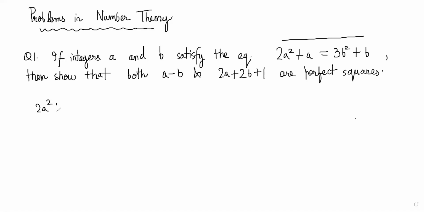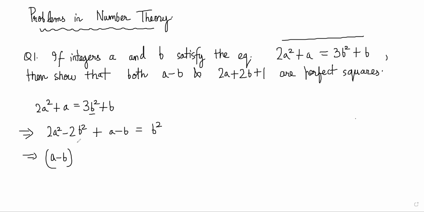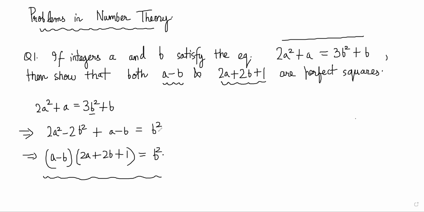We can say 2a square plus a is equal to 3b square plus b can be rearranged like this. You can take 2b square from the RHS into the LHS. So you get 2a square minus 2b square. And you can take a minus b here, and you are left with b square on the right side, right? So this can be factorized now. You can get a minus b common factor and 2a plus 2b plus 1. You are getting a minus b into 2a plus 2b plus 1 is equal to b square, right? Notice that this is good because we needed to prove something about a minus b and 2a plus 2b plus 1, right? Great.